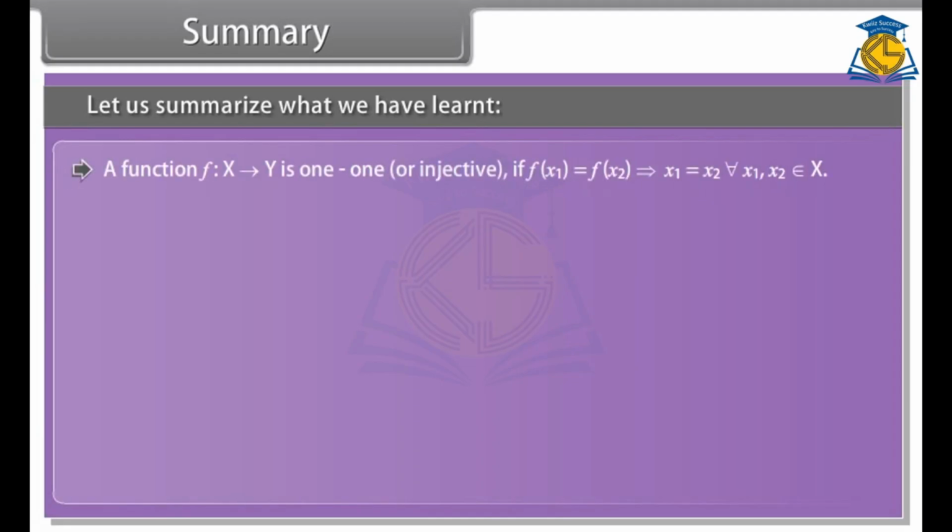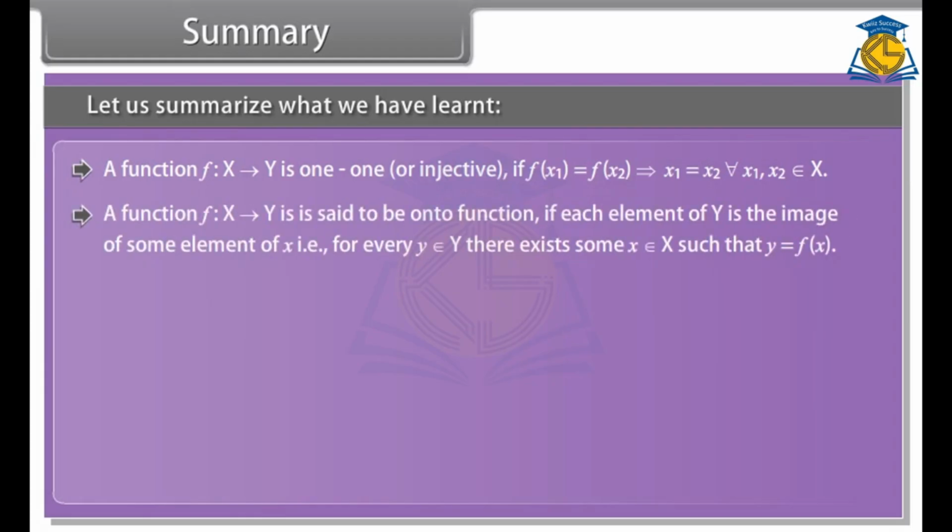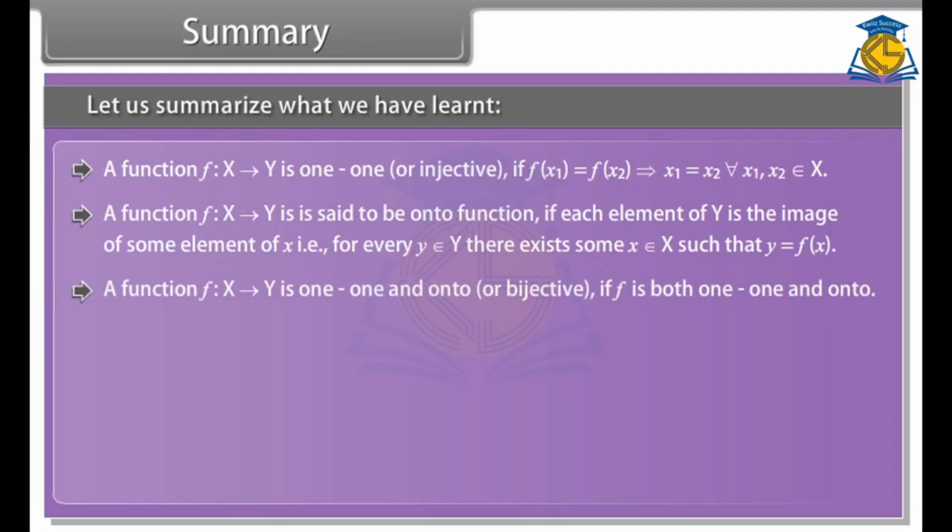A function f from X to Y is one-one or injective if f of x1 is equal to f of x2 implies that x1 is equal to x2 for each x1, x2 belongs to X. A function f from X to Y is said to be onto function if each element of Y is the image of some element of X, that is, for every y belongs to Y, there exists some x belongs to X such that y is equal to f of x. A function f from X to Y is one-one and onto or bijective if f is both one-one and onto.